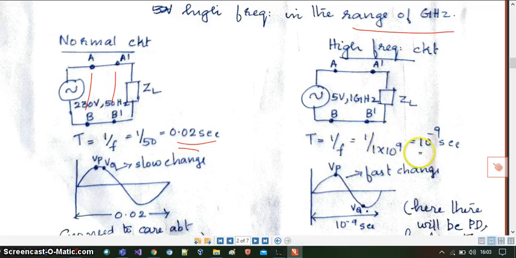Similarly, in this case, T is 10 raised to minus 9, because I have taken the frequency as 1 gigahertz. So what do you understand by 10 raised to minus 9? It means that the signal which is traveling from A B to A dash B dash will be changing very fast. It will be switching from one voltage to another very fast.